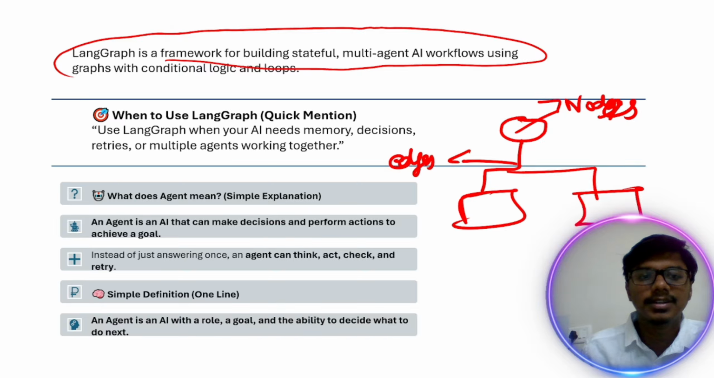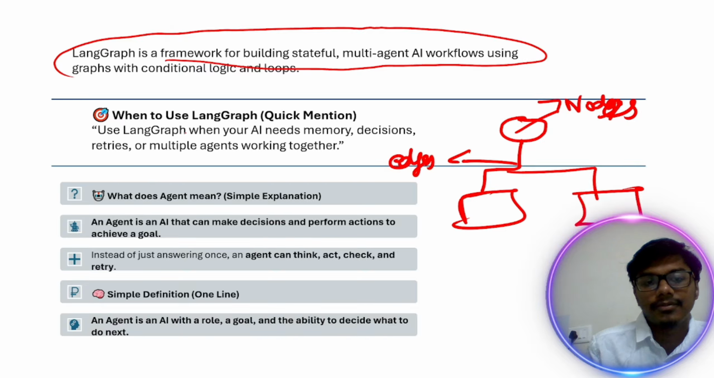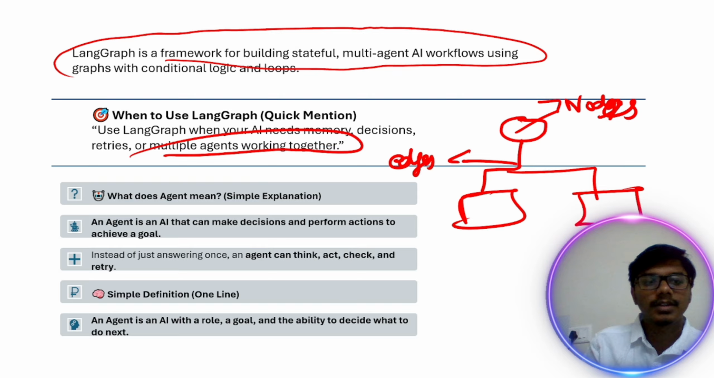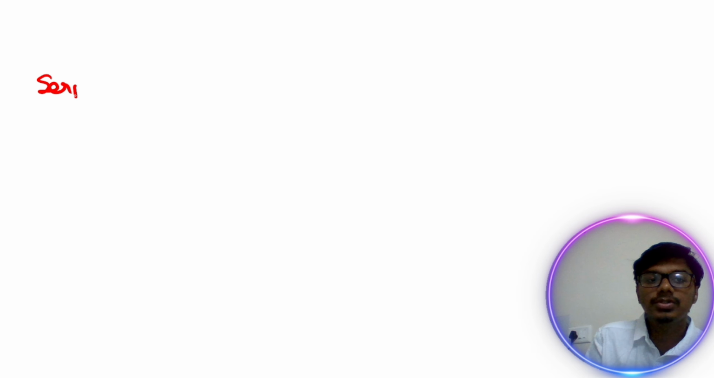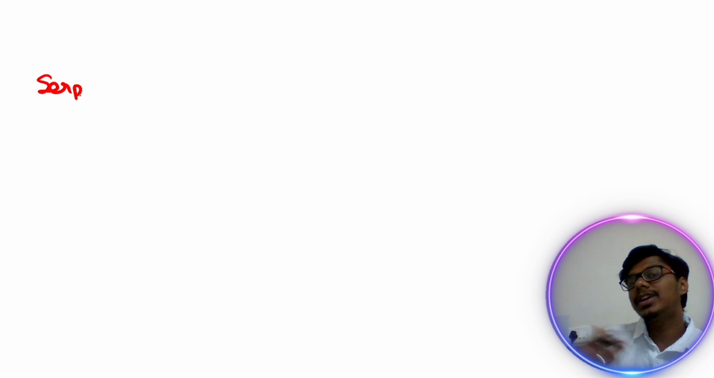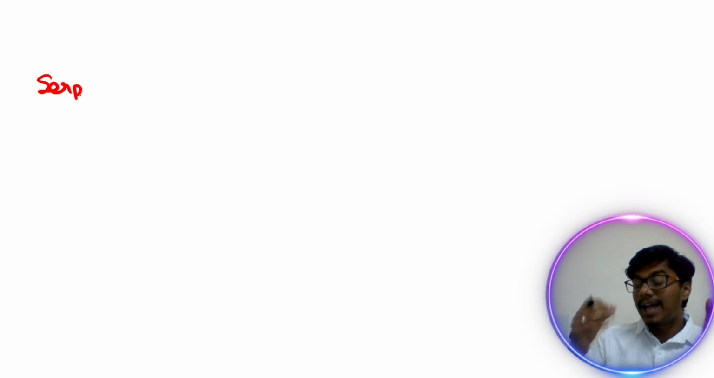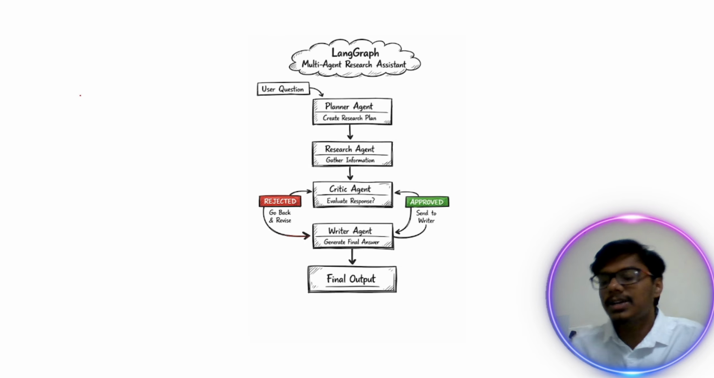Stay tuned, guys. So when to use LangGraph? LangGraph is used when your AI needs memory, decisions, and retries, and multiple agents working together. Like you can connect with the SERP API, which lets us search the internet. Here we are also using the Tavily API to search all over the internet and bring back the results. We'll discuss this later.